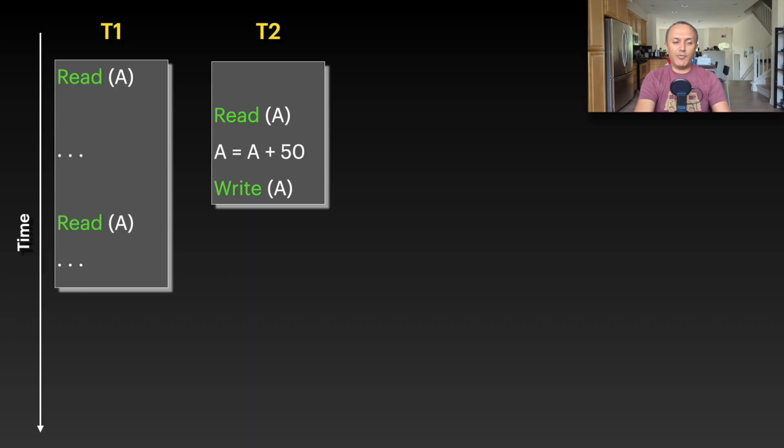Let's look at the other problem that we mentioned, which was the non-repeatable read. Suppose that we have these two transactions. T1 reads from A, has multiple reads from A for whatever reason, and then some other processing in between those reads. And T2 adds 50 to the value of A. So starting with A equals 500, T1 reads 500, T2 reads 500, adds 50, and then writes the result, and then T2 actually commits.